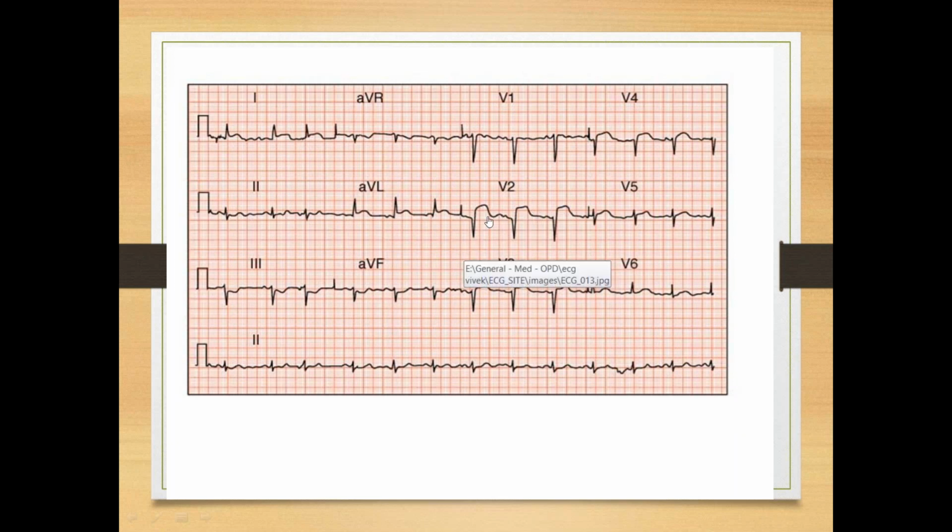Here again, you can see ST elevation in V2, V3, V4, and T wave inversions. You can see the reciprocal changes in the inferior leads: lead 3, AVF, where you can see some ST depression and T wave inversions.